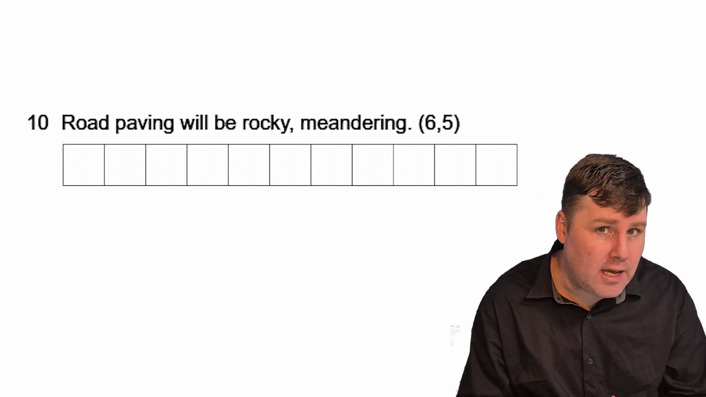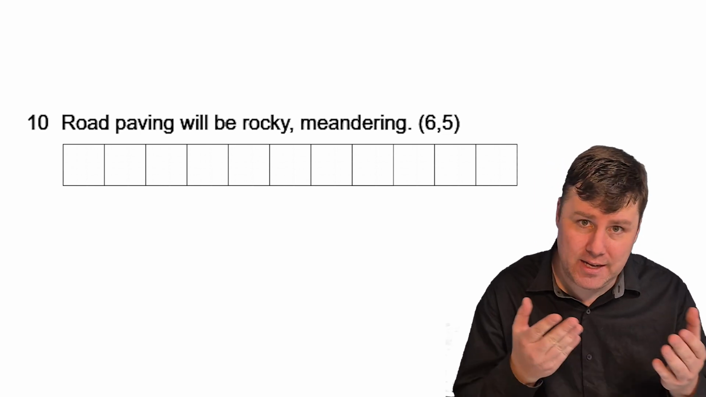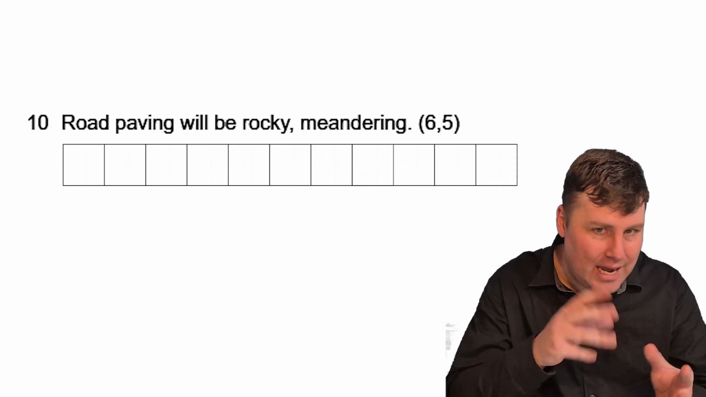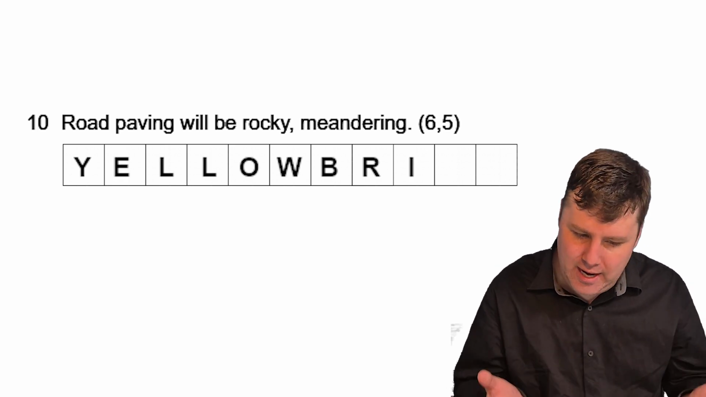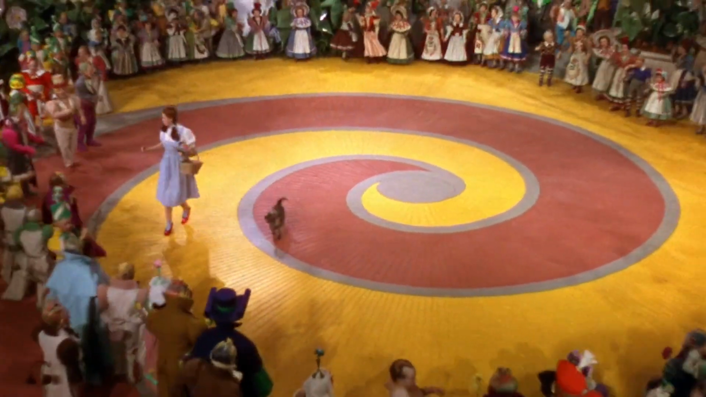So that should get our brains ticking in the right direction. Will be rocky, comma, meandering. If you count those letters up, there's 11 letters in our answer. Meander those letters around and you will get yellow brick. Follow the yellow brick road.